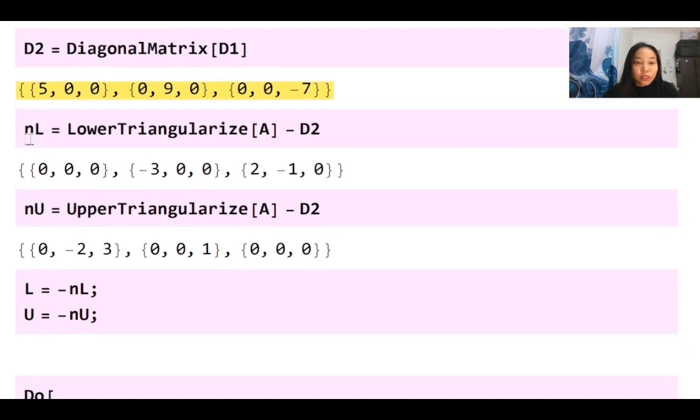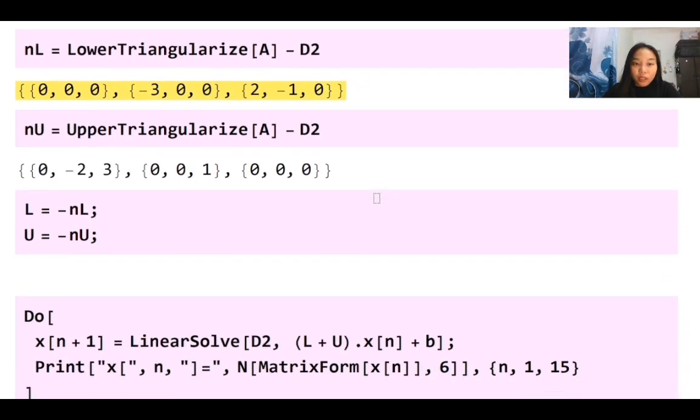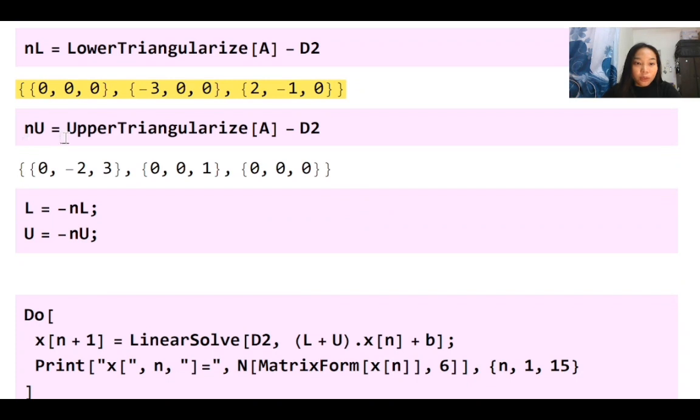Also for the equation L is equal to lower triangularized D2, after pressing Shift plus Enter, we get the display matrix 0, 0, 0, -3, 0, 0, and 2, -1, 0. For the equation U is equal to upper triangularized A minus D2, after pressing Shift plus Enter, we get 0, -2, 3, 0, 0, 1, and 0, 0, 0.